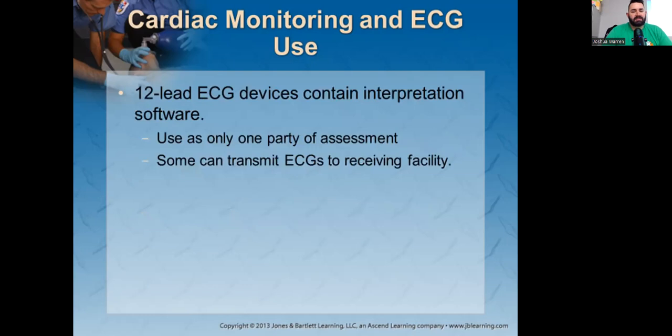12 lead devices do contain interpretation software. Use it as only one part of assessment. What do I mean by that? What do you think? Okay, I like it. I like where you're at. Who can add to that? There it is. It's a tool. This is a surprise thing we're going to use later.